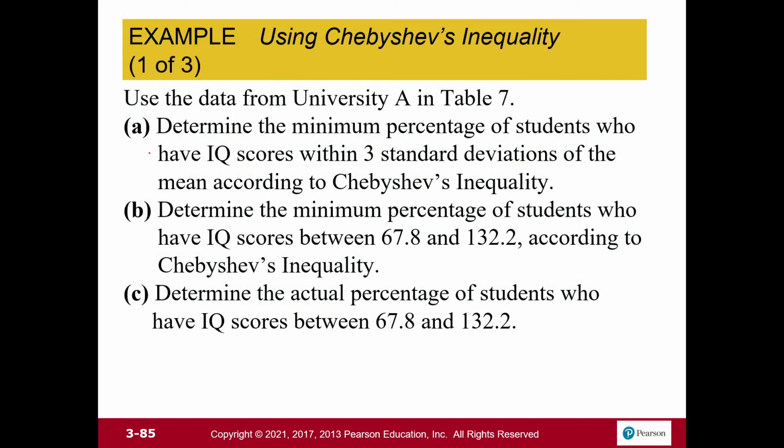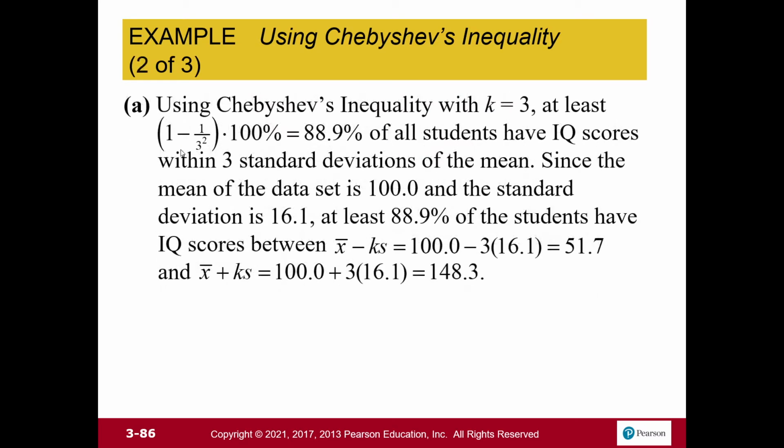Right? In this case, part A, let's assume k is 3 deviations. Determine the minimum percentage of students who have IQ scores within 3 standard deviations of the mean according to the inequality. Well, let's look at it. If k is 3, then we got 1 minus 1 over 9 times 100%, which is 88.9%.